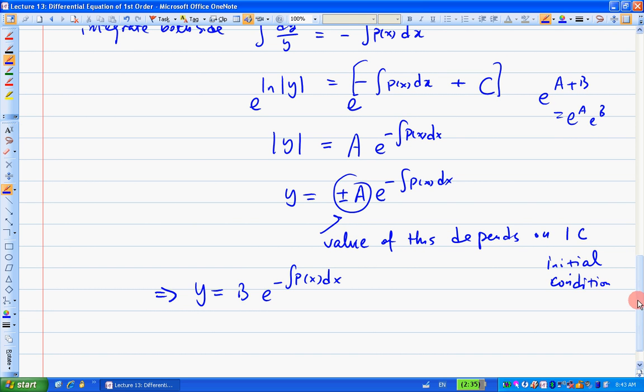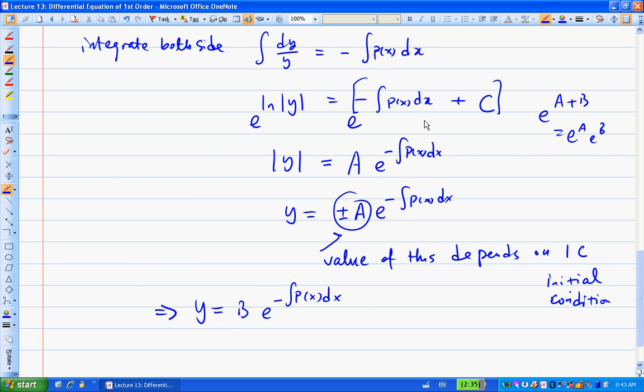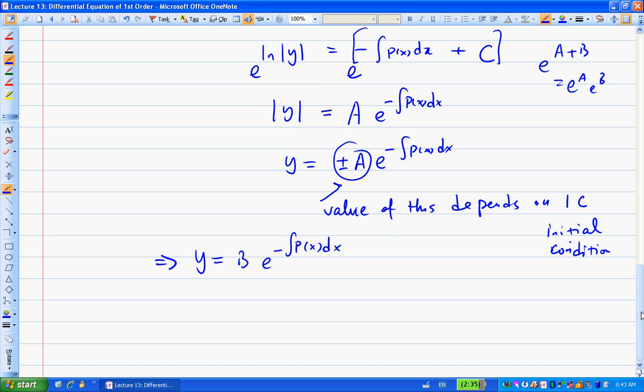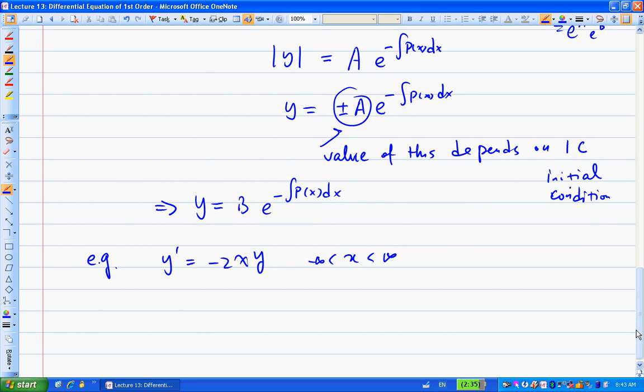Just remember to separate the variable, and the rest of the work is just an integral, right? Any questions? All good? So we can take a look at a very simple example. y prime equal to negative 2xy, and x is from negative infinite to positive infinite. Right now it's simple, right?